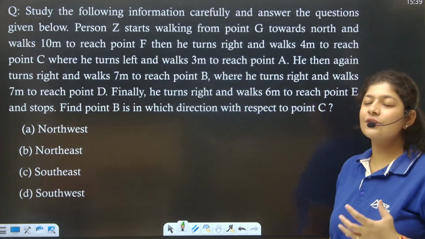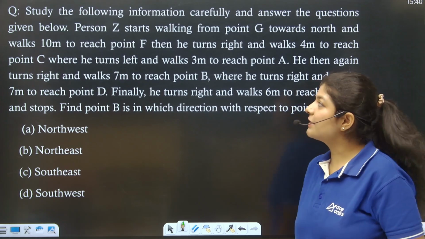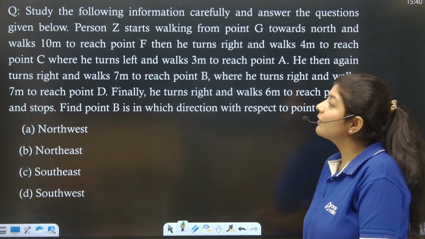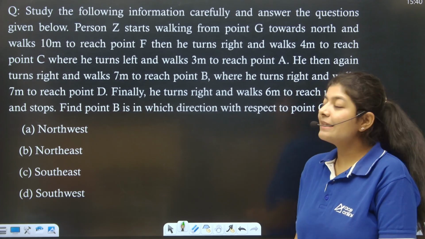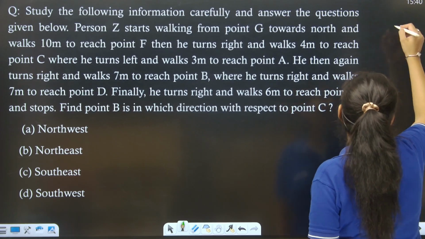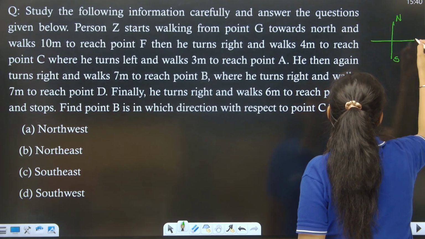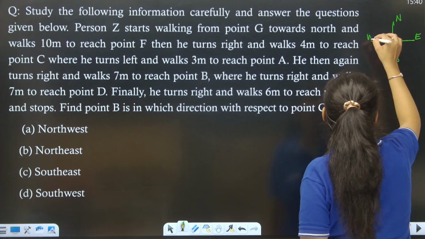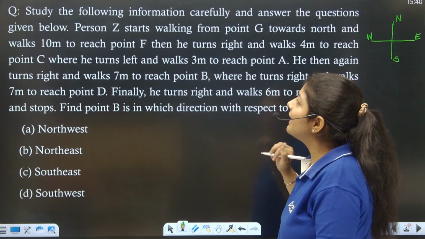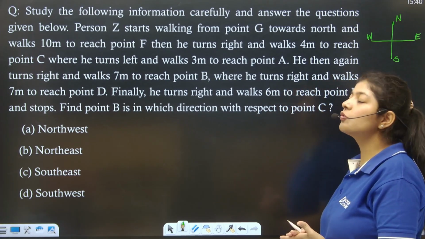Let's move further and talk about the next question. The next question says to study the following information carefully and answer the question given below. This question is from the concept of direction sense, and we know that for any direction sense question we require a direction plane. Now the question says that person Z starts walking from point G towards north and walks for 10 meters.